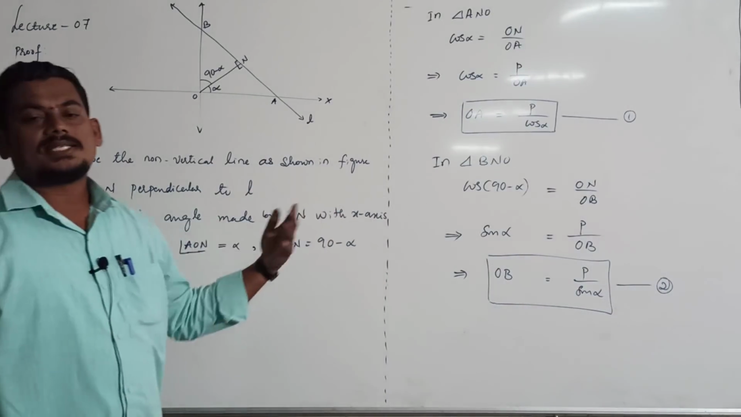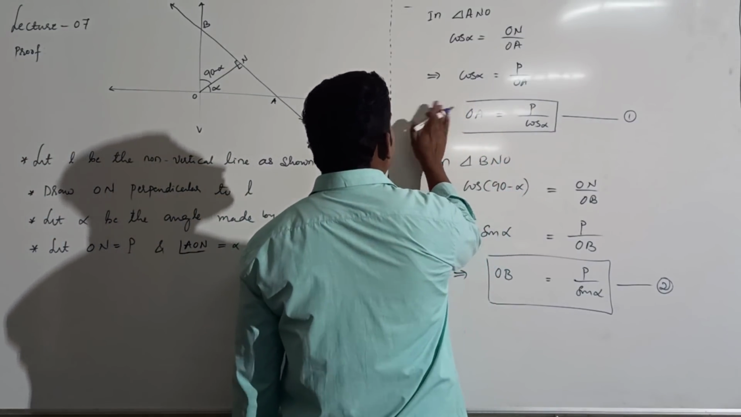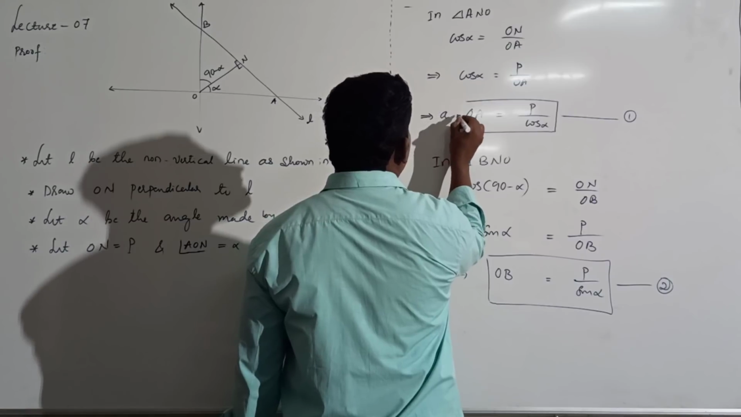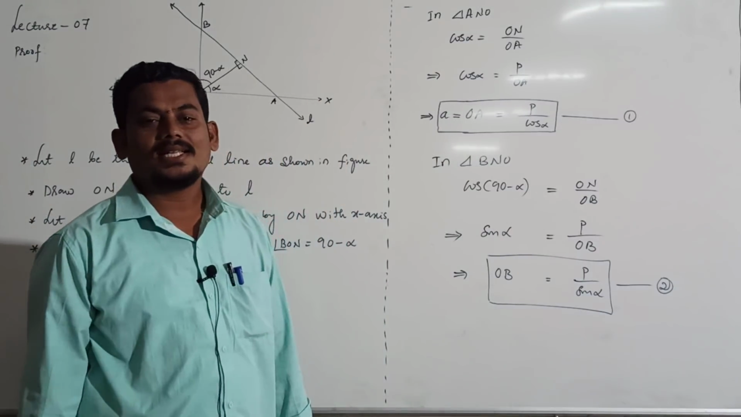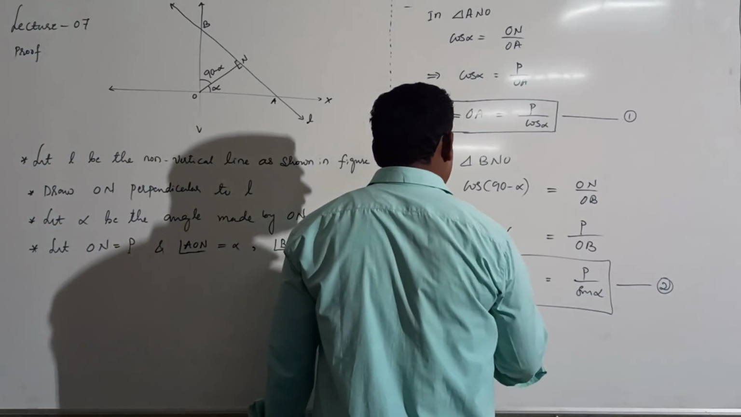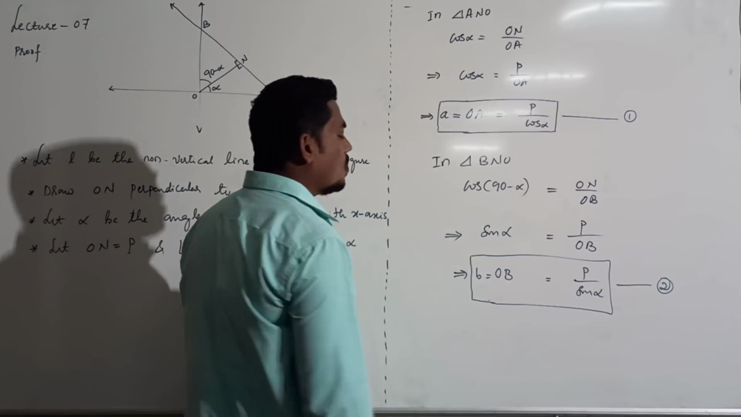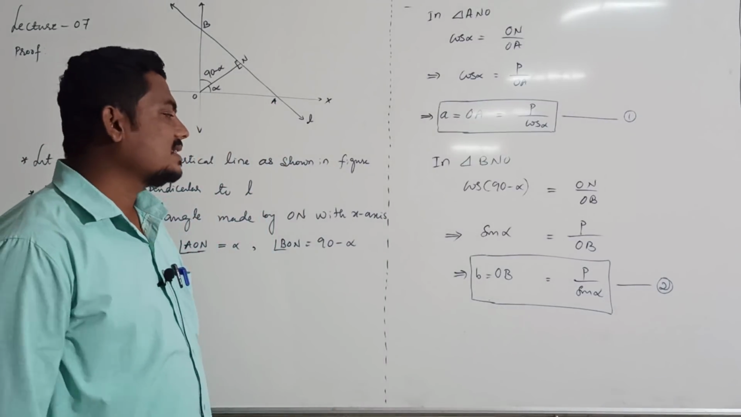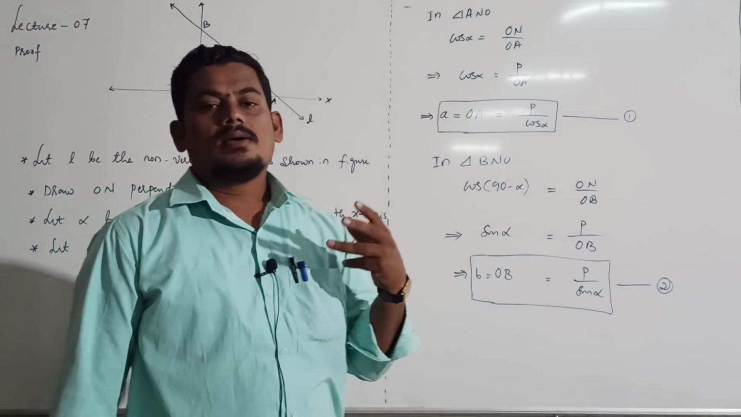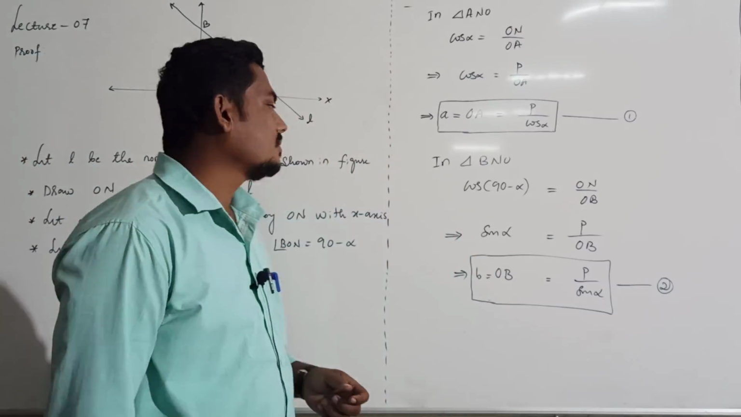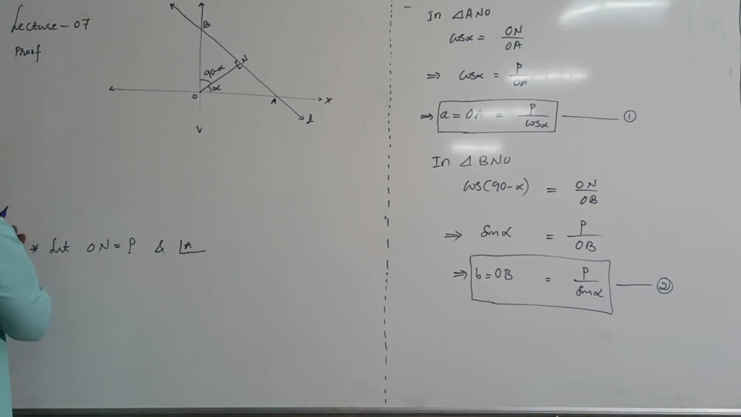Now after this, OA is nothing but the x intercept of the line, and the standard notation is small a. Small a is the x intercept of the line, and the y intercept notation is small b, right? Small b is equal to OB, that is p divided by sin alpha. But we are interested in finding the equation of line L by using intercept form, right?